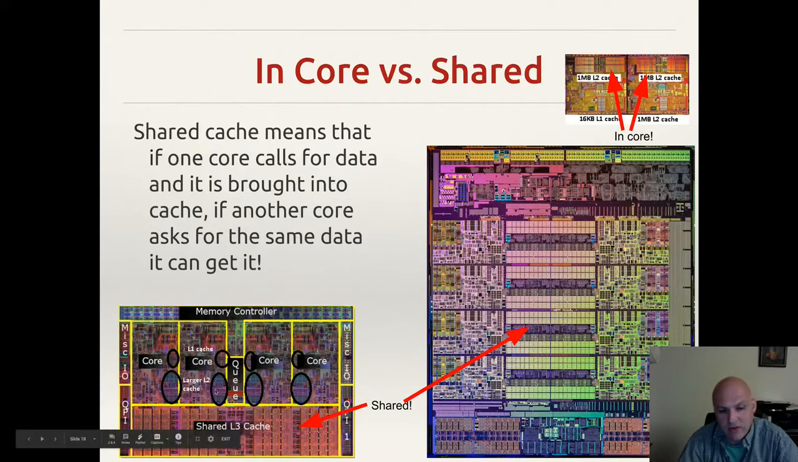So that makes a multi-core process a whole lot more efficient, because even though these cores are doing different things at different times, they're likely sharing locality of reference here in this larger shared level 3 cache.